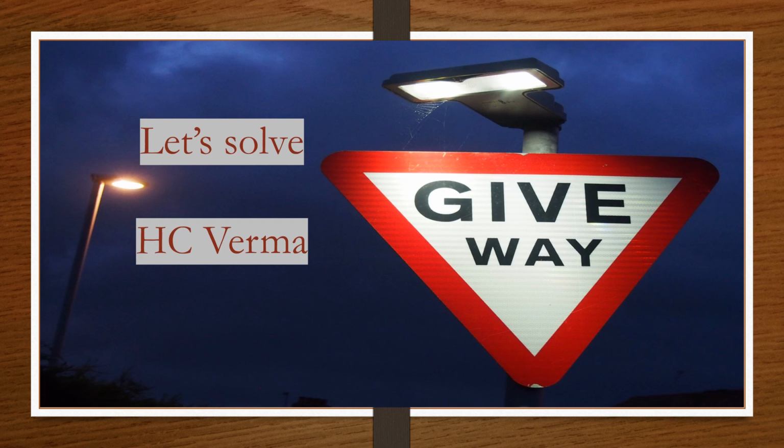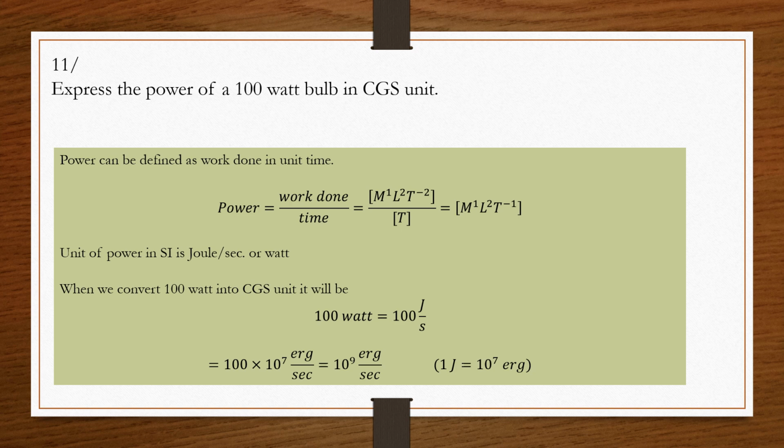So let's begin. And here is our first question of the session, that is, express the power of a 100-watt bulb in CGS unit. So here 100 watt is in SI unit and we have to convert it into CGS. So let's begin the solution.